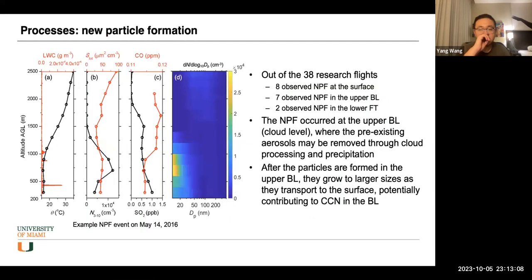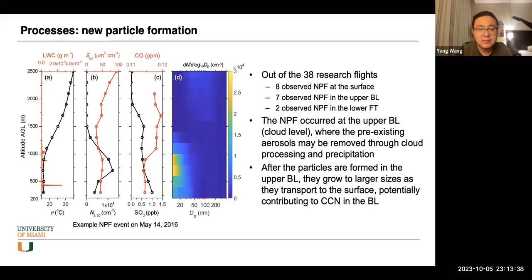So first, about new particle formation. Out of these 38 research flights that were conducted during the HI-SCALE campaign, we saw that eight of them observed new particle formation near the surface. So new particle formation at the surface is a common feature, especially at the SGP. But at the same time, we saw around 7 of the new particle formation events occurred in the upper boundary layer. And here, it shows you one of these upper boundary layer new particle formation events.